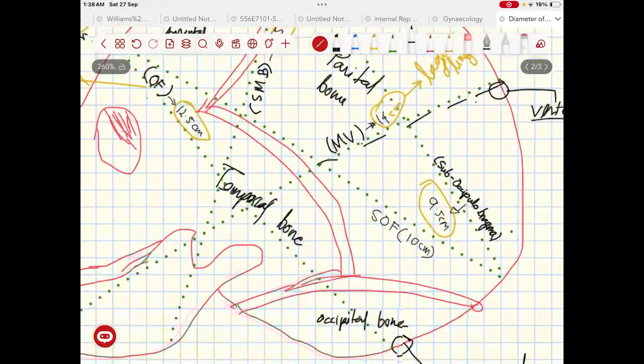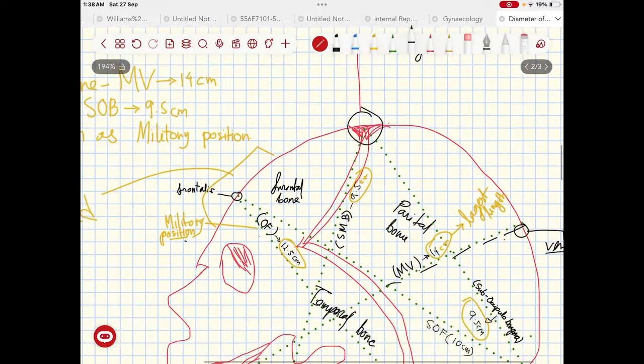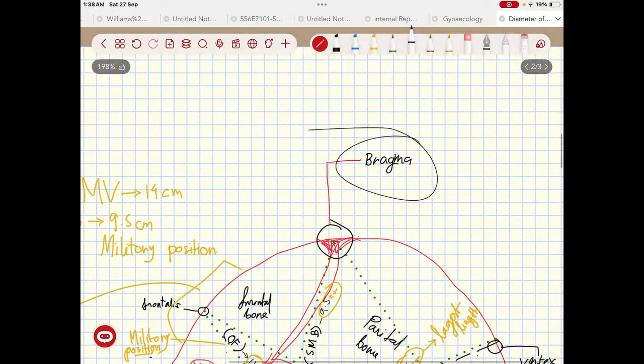Subocciputofrontalis, see, subocciput area and the frontalis. Subocciput means a little above the occiput, because subocciput is not totally occiput. If it is totally occiput, then it is called the occiputofrontalis, no? So that is the subocciput. This is the most common, subocciputobregma, and this is called the bregma.